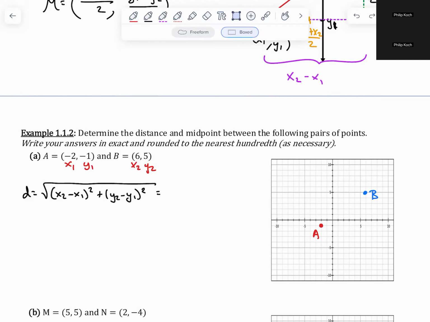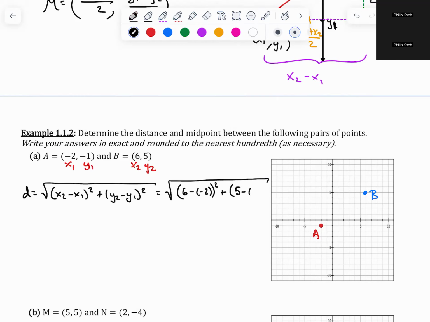So in this formula, that would be the square root of x sub 2, which is 6, minus x sub 1, so minus negative 2, which you could rewrite as plus 2, which is what I'd recommend that you do. But either way, plus y sub 2, which is 5 minus negative 1, or plus 1, which is what I'd prefer you get to the point of doing. That's the square root of 8 squared plus 6 squared, which equals the square root of 100, which equals 10.